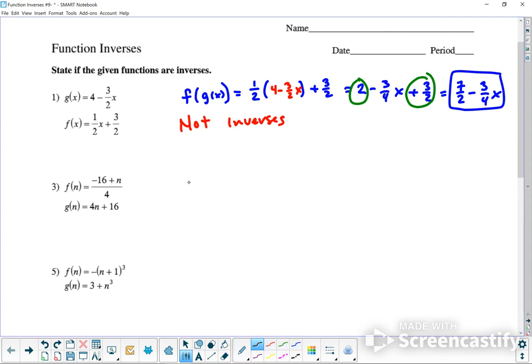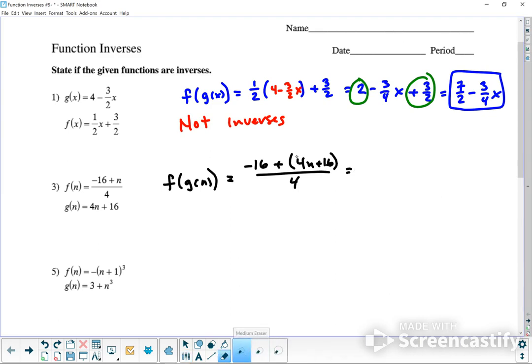Let's try this one. Let's take our f, and we're going to put g of x in there, or g of n in this case. Function f is negative 16 plus n, and g is 4n plus 16. This one may work out because you can kind of see it starting to work. First I can erase the parentheses because that plus is not going to affect anything in there. It's going to keep the same.